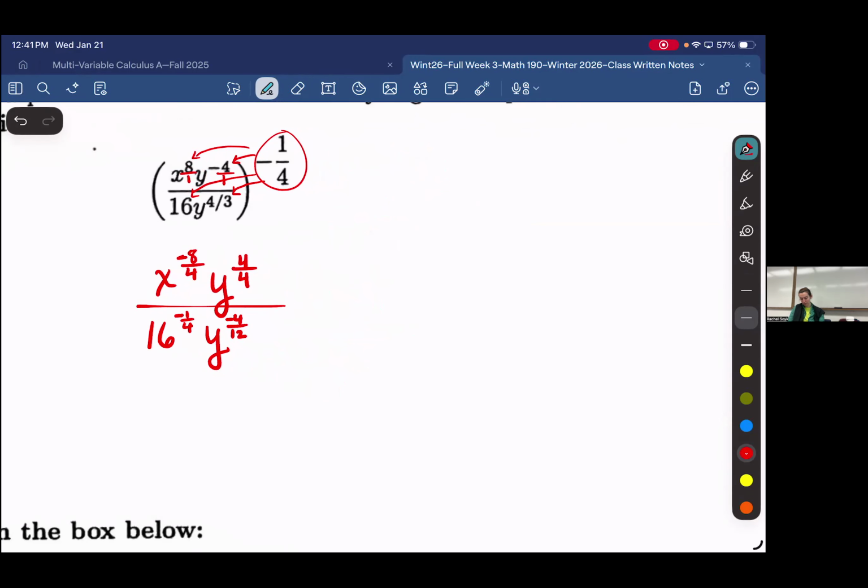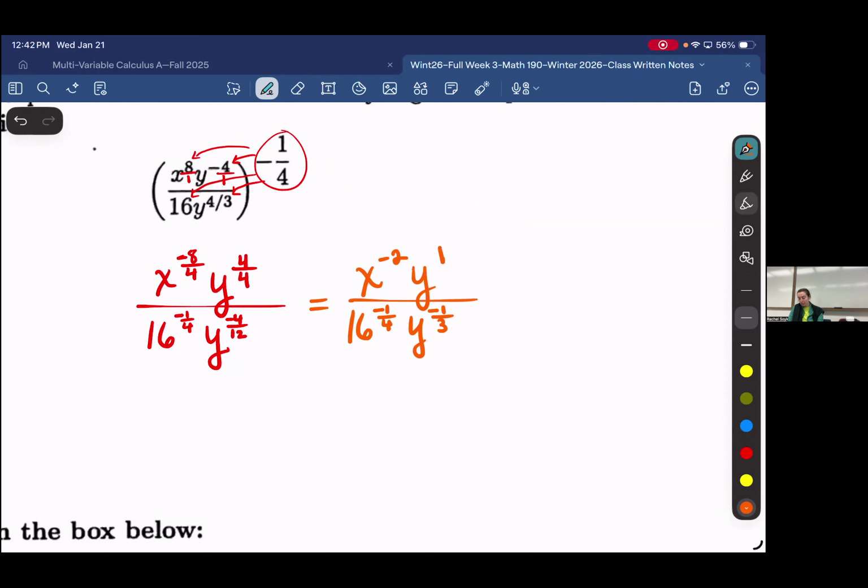Let's do some simplifying. -8/4 is just -2. 4/4 is just 1. 16 to the -1/4 is the same as, well, we'll keep it as 16 to the -1/4 right now. Talk about that in a moment. And then y to the -4/12 is the same as y to the -1/3. Okay.